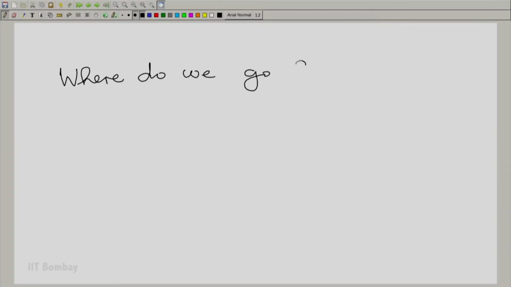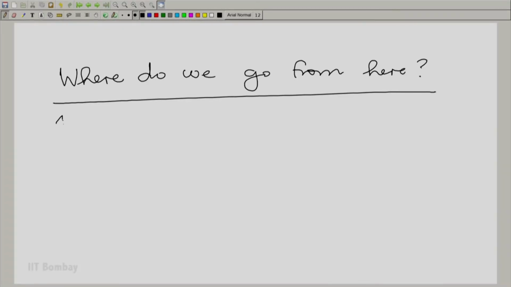We need to bring these two kinds of signals and systems together. Let us put down where will be the next set of steps in our journey of signals and systems, which we will take in the next module, which will come in the next course. Let us put them down clearly. Where do we go from here?